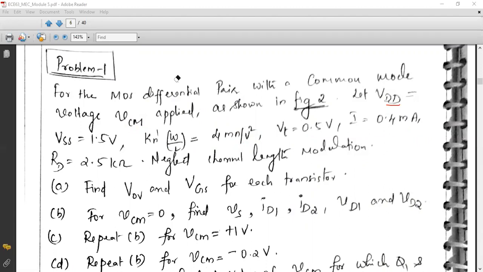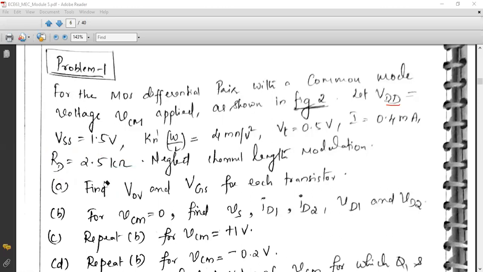And also the drain resistance is 2.5. Are we using different resistance or the same resistance, students? We are going to use the same resistance. We are not going to specify RD1 and RD2. So for Q1 and Q2, that is for both the transistors, we will fix the same drain resistance at the drain terminal.